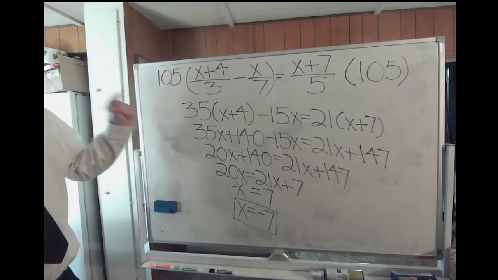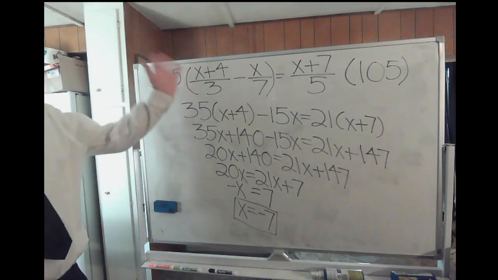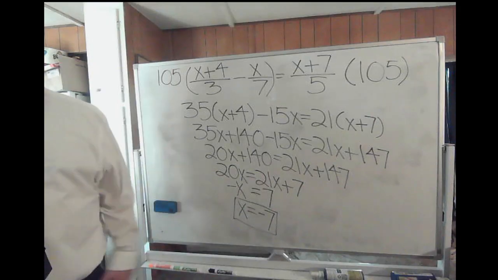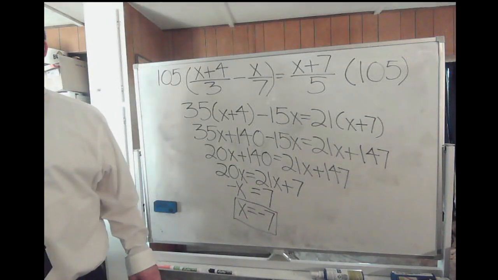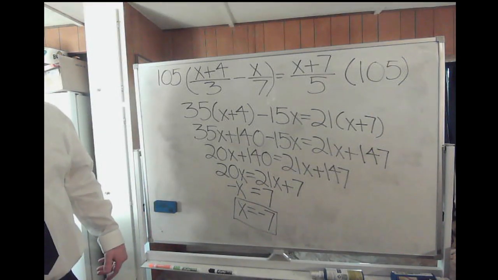Once you identify your least common denominator with these problems, just multiply both sides by your least common denominator and you get rid of the fractions. It's really that simple. However, next lesson we are going to go into fractional equations, which are a little bit different. It's a little bit different because we'll have variables in the denominator also.